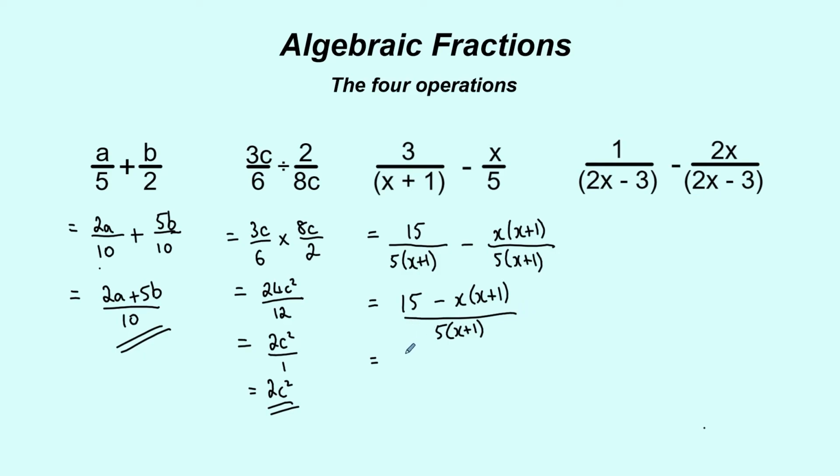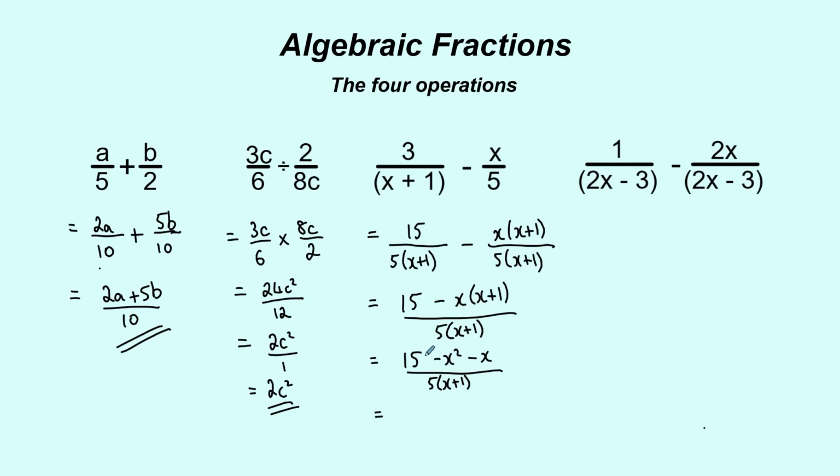So 15. Now remember, it's a negative x in front of the bracket, so negative x times x is negative x squared, or minus x squared, and negative x times 1 would be minus 1x, or minus x, all over. It's tempting to multiply this out, but actually it's already in factorised form, 5 bracket x plus 1, so we'll just leave it there, 5 bracket x plus 1.